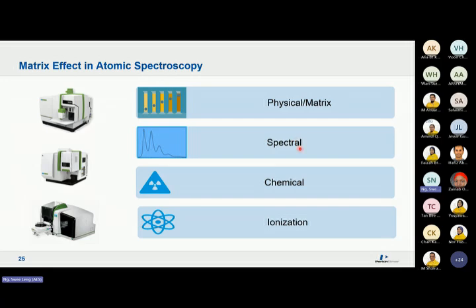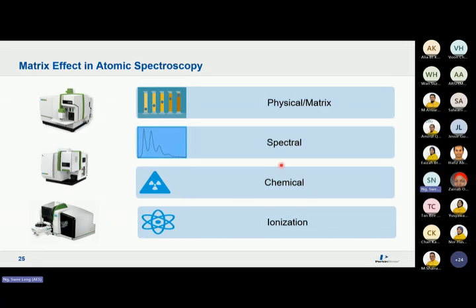That means, will I have an overlap or not? This will be called spectral. If I run ICP-MS, what type of overlap do I have in ICP-MS? Then in terms of chemical matrix effect, will I have a sample that has a double bond, a triple bond, or a four-bond chemical bond, which is much more difficult?